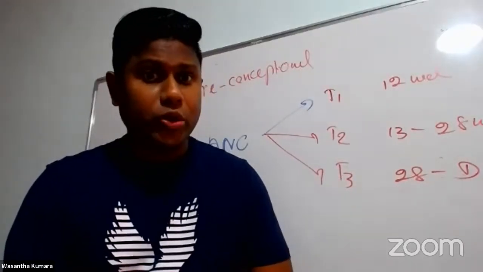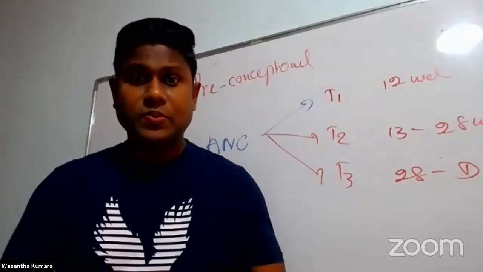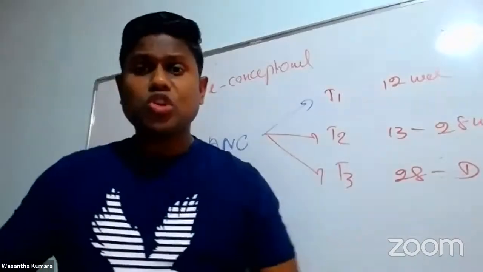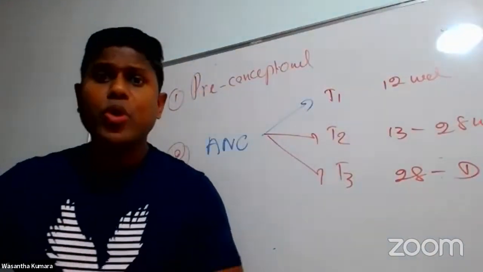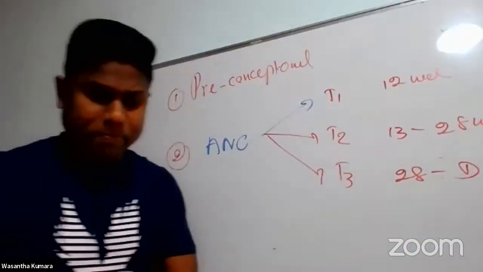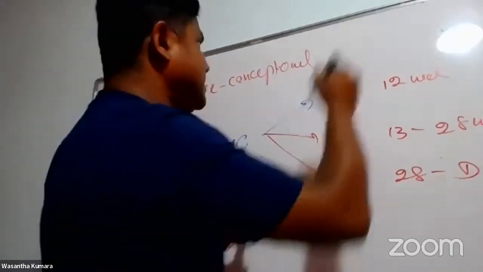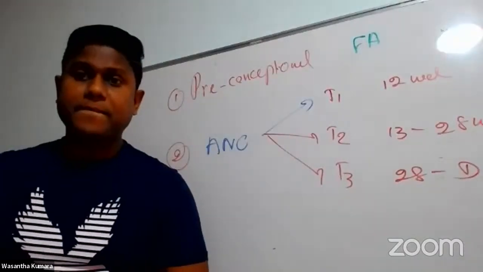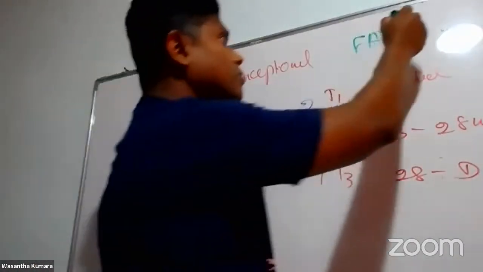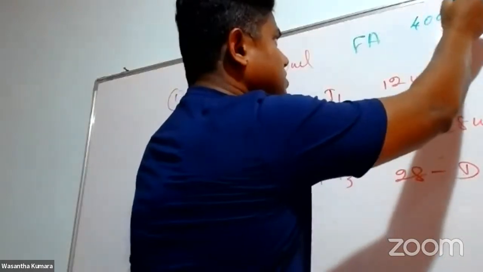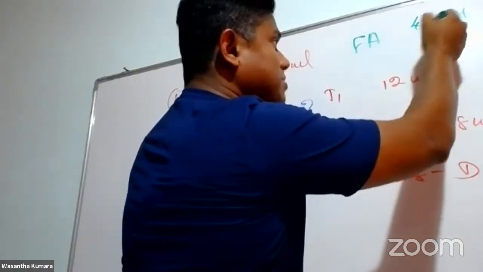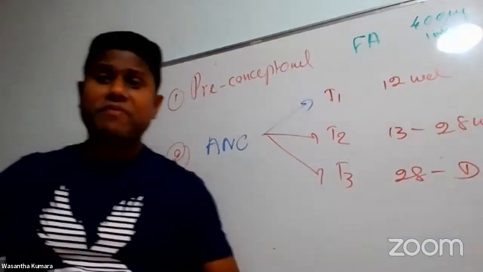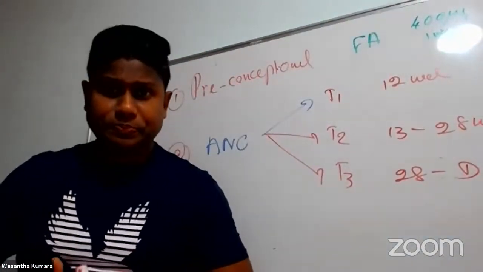What will you do? There are no medical problems detected. The patient is still in the preconceptional time. So what are the things that you will routinely do? You have to give them folic acid, preconceptional folic acid. What is the dose? 400 micrograms. We don't have 400 microgram tablets, so 1 milligram tablets are available. So you can give everyone 1 milligram folic acid.